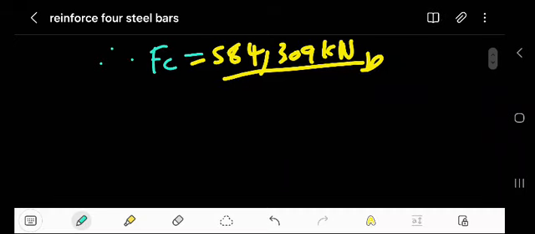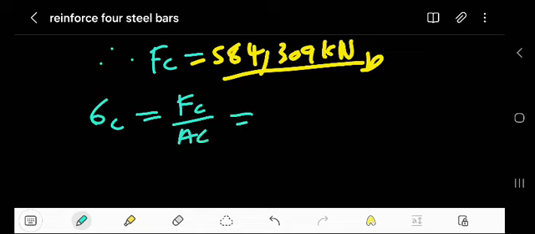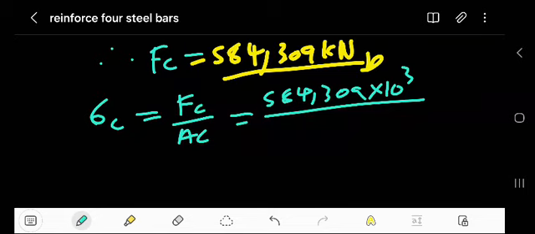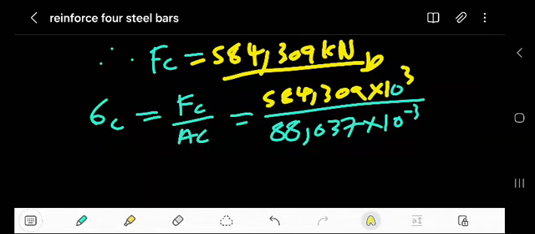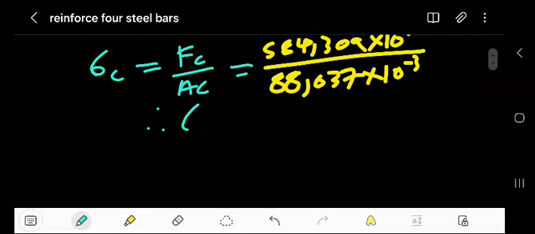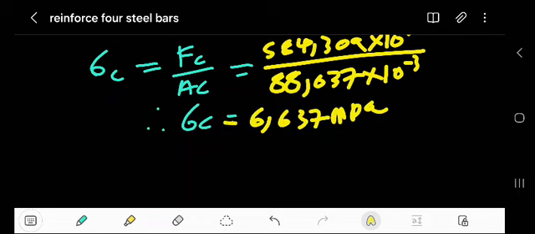Then they said we should calculate the stress, right? We can start by the stress of the concrete. We know the stress is the force of the concrete over the area of the concrete. Then if you substitute, we know that the force is 584,309 kilonewton. Then multiply by 10 to the power of 3. Remember, you convert that, the area, we've got that, it was 88,037 times 10 to the minus 3. Then we simply punch these, then the stress of the concrete will be 6,637 megapascal if you have calculated this on your calculator.